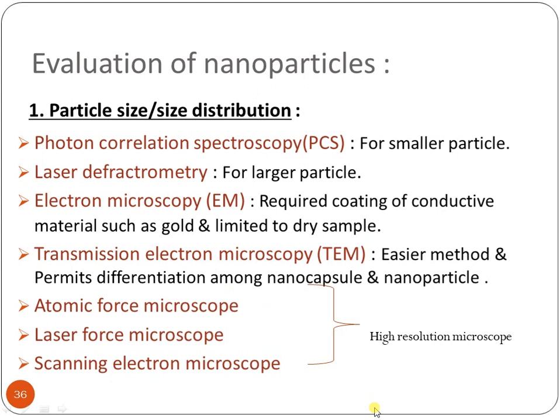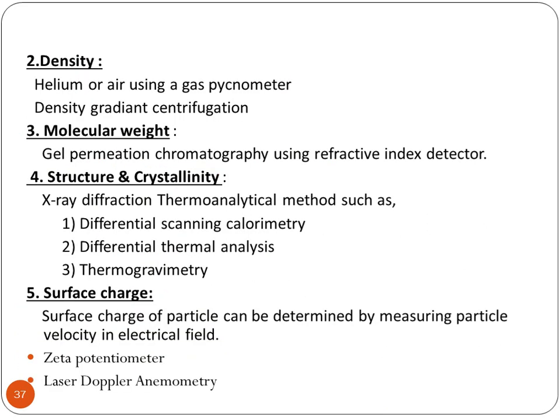It requires the coating of conductive materials such as gold, or is limited to dry samples only. Then TEM, that is transmission electron microscopy. It is an easier method and permits differentiation between nanocapsules and nanoparticles. For this, high resolution microscopes are needed for the above techniques, that is atomic force microscope, laser force microscope, scanning electron microscope. Then for density measurement, we go for helium or air using a gas pycnometer. Density gradient centrifugation method is used.